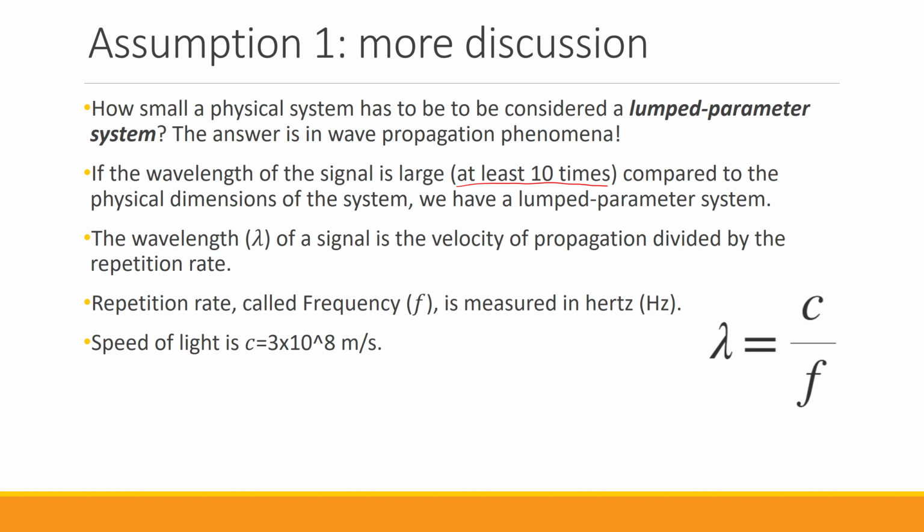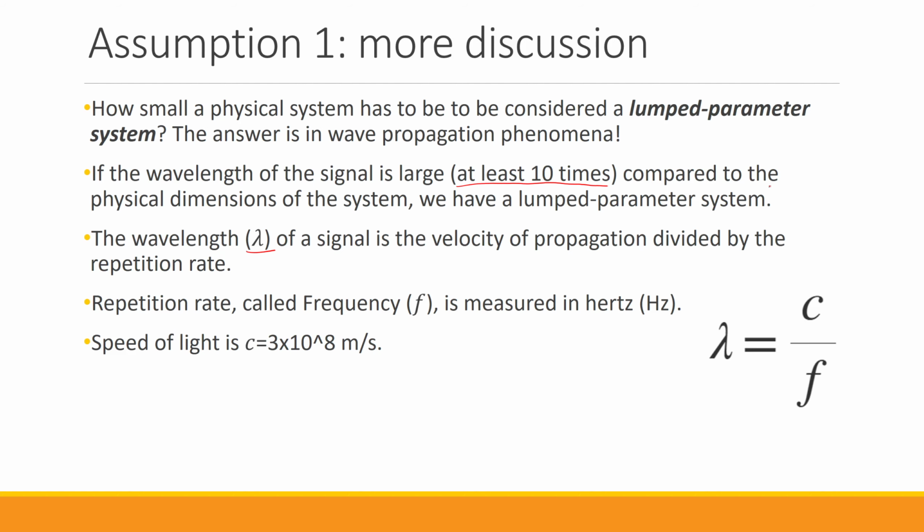Now the question becomes, how can we measure the wavelength of a signal? The wavelength, which is also shown with the symbol lambda, of a signal is the velocity of the propagation in that medium divided by the repetition rate. What is the repetition rate, or the frequency? It is the number of times that this wave oscillates in 1 second. And if you remember from a previous video, frequency is measured in hertz.